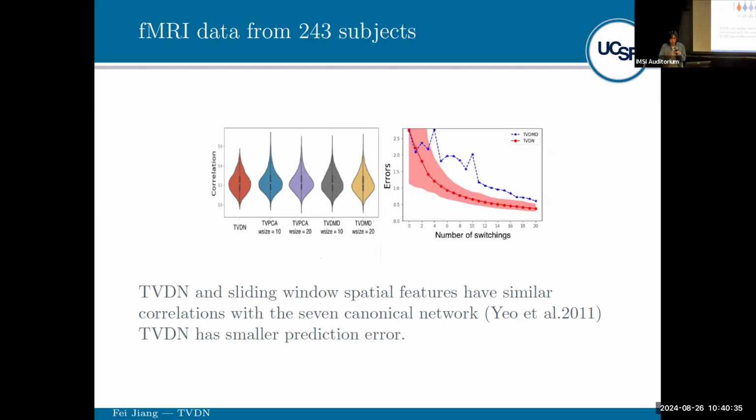First we want to see whether the TVDN method, our method, performs similarly to the sliding window approach in capturing spatial features. They actually show pretty similar spatial features. We also studied the prediction accuracies between our method and the sliding window approach, which shows that the TVDN method has smaller prediction errors.